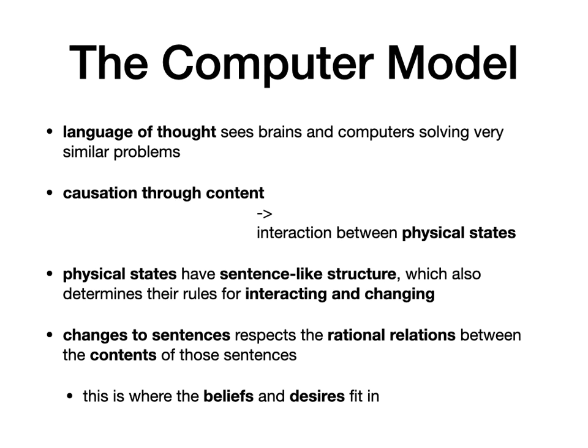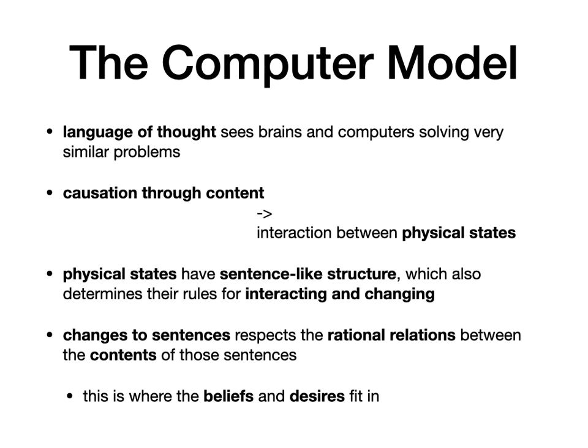So, in the computer model, the language of thought sees brains and computers as kind of solving very similar problems. Causation through content is the interaction between physical states, which again, your beliefs and desires are physical states, right, of your brain. And these physical states have a particular structure. In the language of thought, specifically, that structure is language-like. In computers, it's a little bit more like whatever the architecture of the computer dictates it to be. So the rules for interacting with and moving these beliefs and desires around to create sort of intentions, that's the process, right?